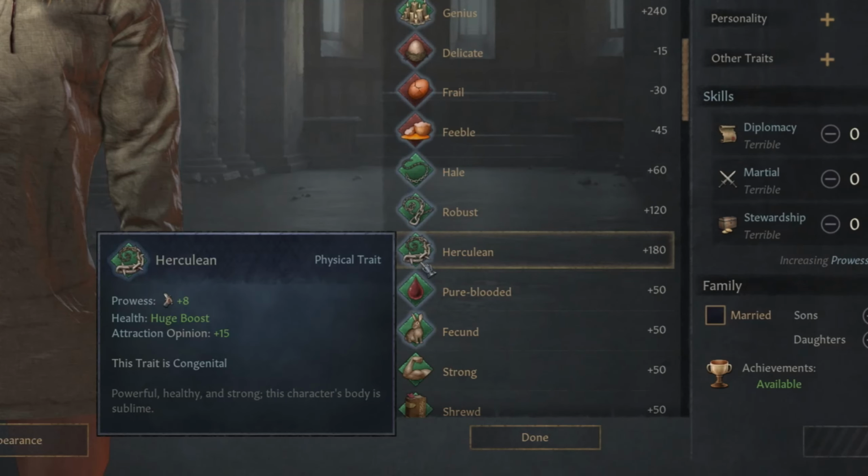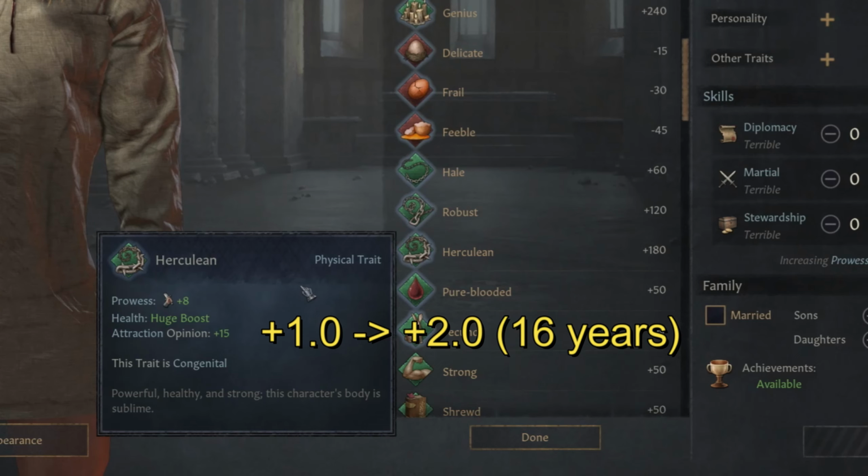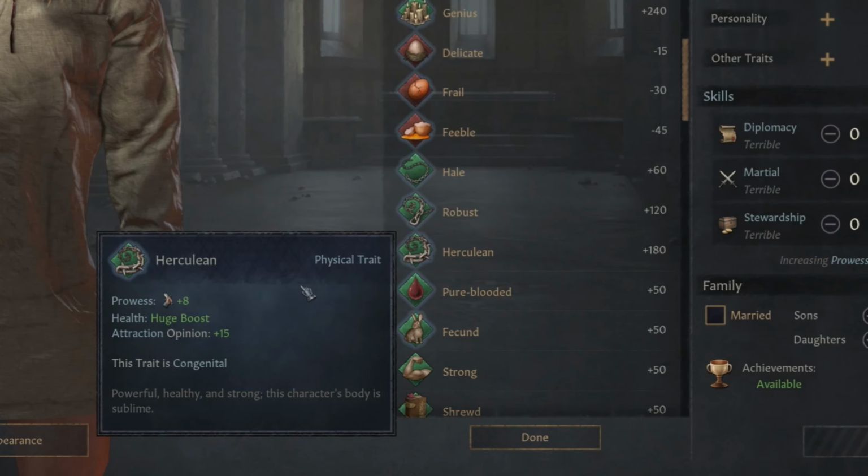Herculean is probably one of my favorite traits for custom characters. The health bonus for a custom character is actually doubled, but for their lifetime only. Normally Herculean gives plus 1 health, but if you start with it, you get plus 2 health, which is about 16 more years of life. For custom characters, I think it's better than Genius.